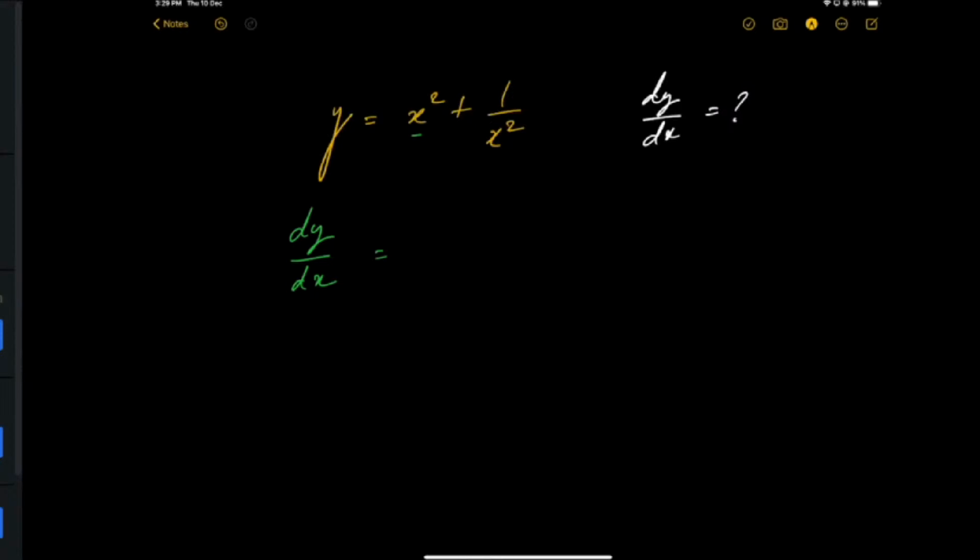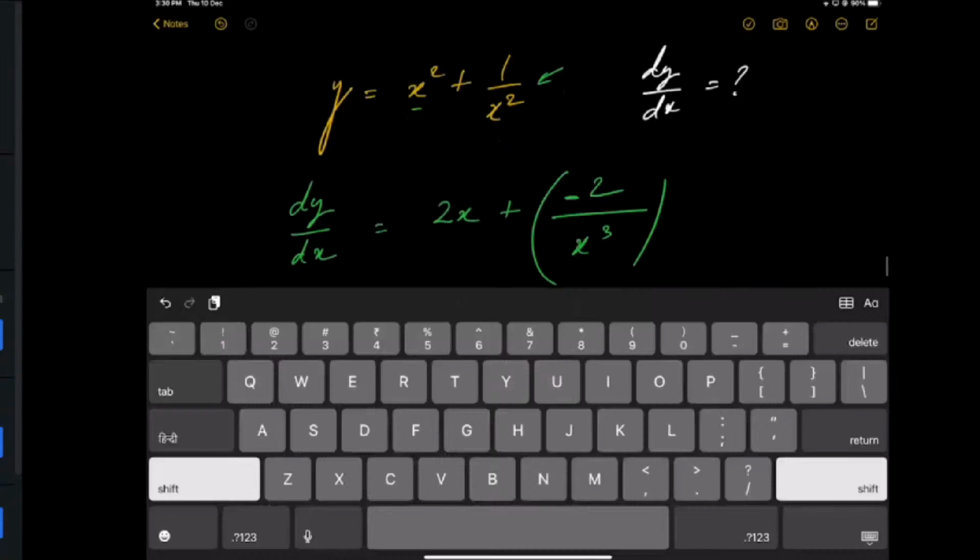What is the derivative of x squared? It's 2x. Plus, what is the derivative of 1 by x squared? It's actually minus 2 by x cubed. You'll get this by using the formula for the derivative of x power n, which is n times x power n minus 1. So 1 by x squared is x power minus 2, and the derivative is minus 2 times x power minus 2 minus 1, which is minus 2 x power minus 3. Okay, so your answer is this.